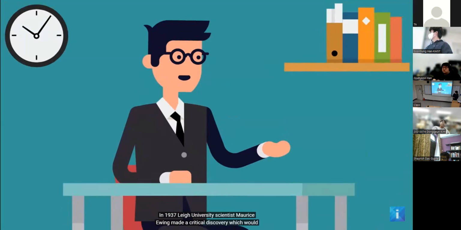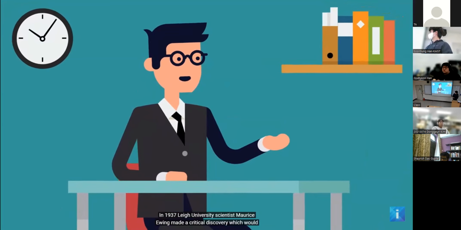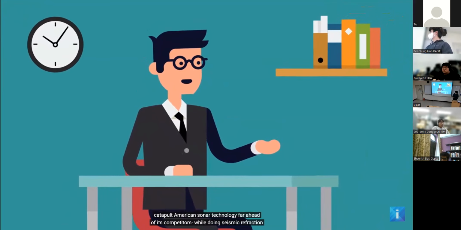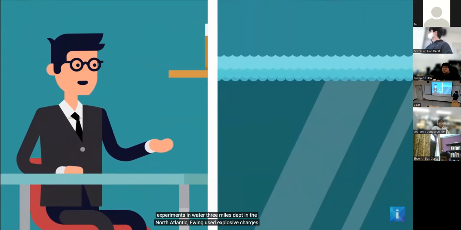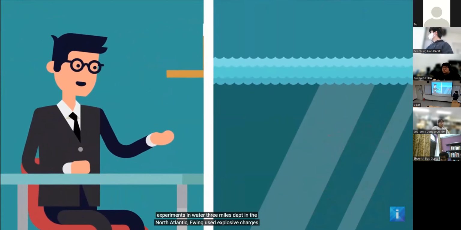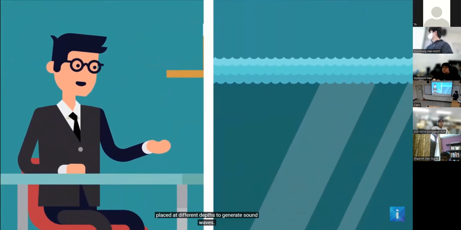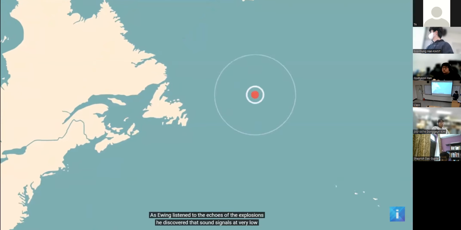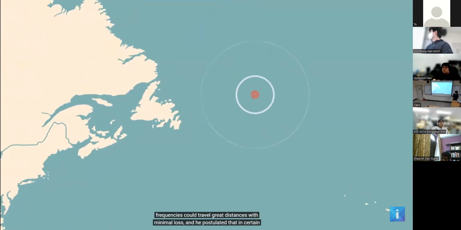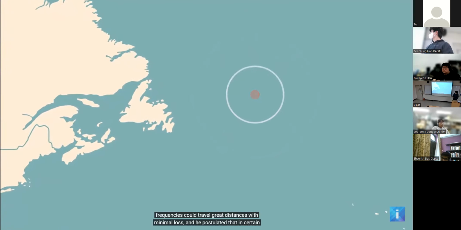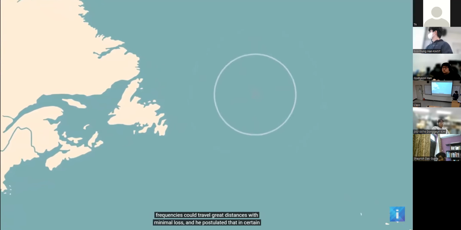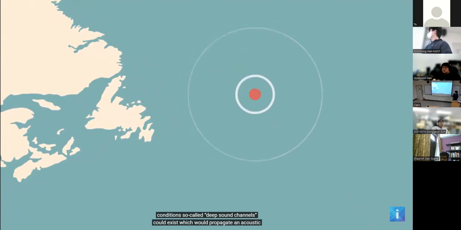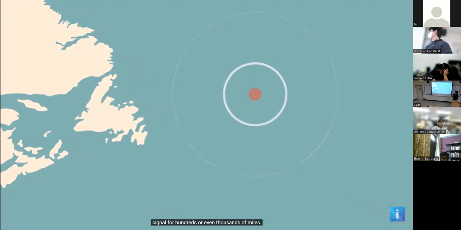In 1937, Lehigh University scientist Maurice Ewing made a critical discovery which would catapult American sonar technology far ahead of its competitors. While doing seismic refraction experiments in water 3 miles deep in the North Atlantic, Ewing used explosive charges placed at different depths to generate sound waves. As Ewing listened to the echoes of the explosions, he discovered that sound signals at very low frequencies could travel great distances with minimal loss. And he postulated that in certain conditions, so-called deep sound channels could exist which would propagate an acoustic signal for hundreds or even thousands of miles.